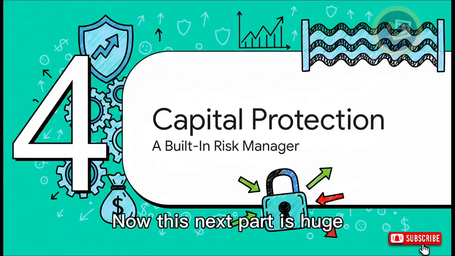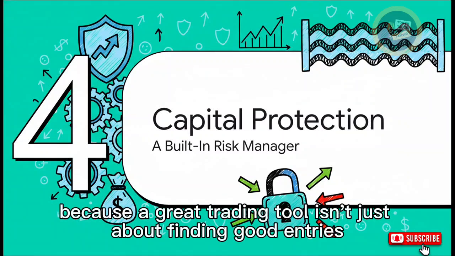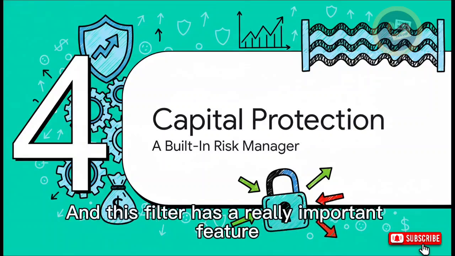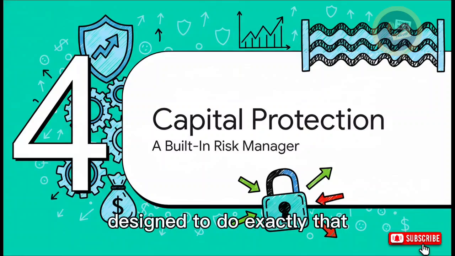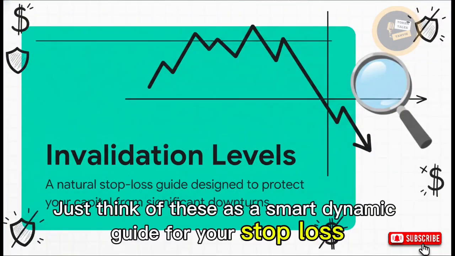Now, this next part is huge. Let's get into section 4, built-in capital protection. Because a great trading tool isn't just about finding good entries, right? It's about managing your risk. And this filter has a really important feature designed to do exactly that. It's called invalidation levels. Just think of these as a smart, dynamic guide for your stop loss.